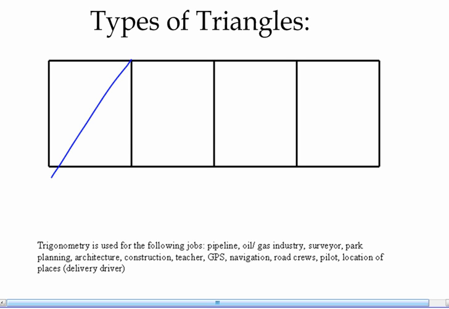According to angles, there's 3 types of triangles. One of them, someone say it? Acute. Acute angle is like adorable. What is an acute triangle? If you have an acute triangle, what's smaller than 90? All angles. Okay. So an acute triangle is when all angles are less than 90 degrees. An example would be an equilateral triangle because they're all 60.